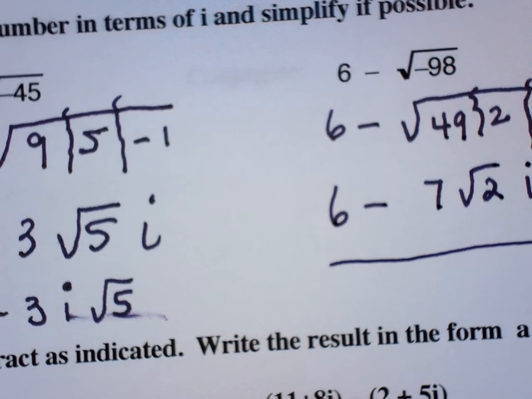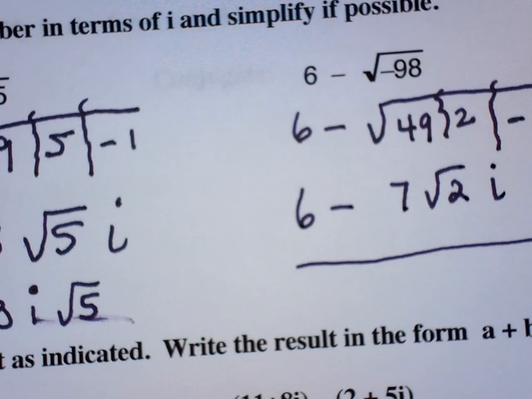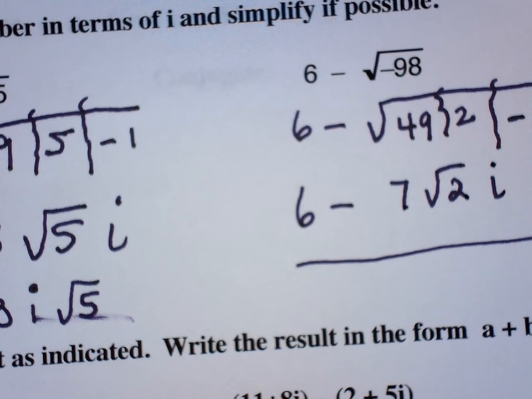I can't add them because they don't have i's. Think of i's like they behave like x's. If you think of an i like an x, except you're not solving for i, whatever you do with x's, you do the same thing with i's. There's only one thing that's different, and that's when you square i, it's negative 1. That's the only thing that's different.